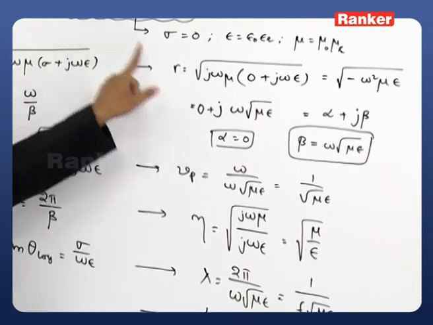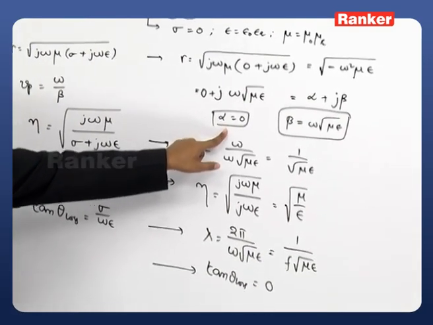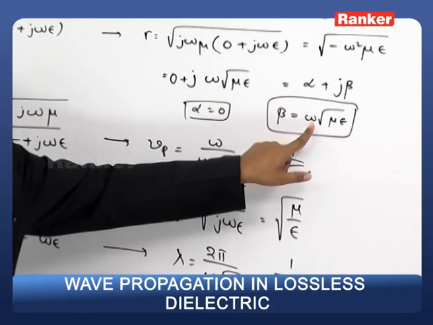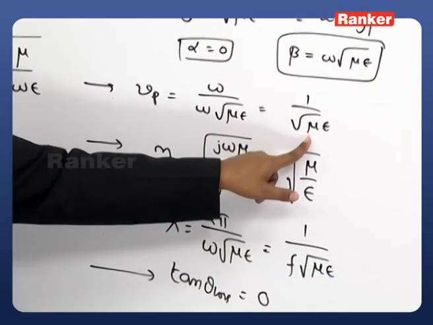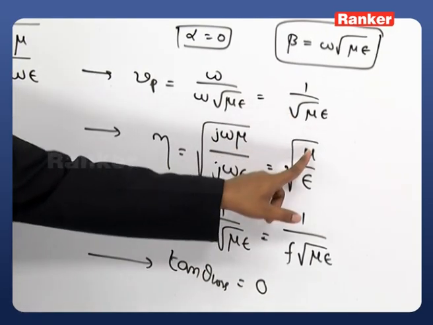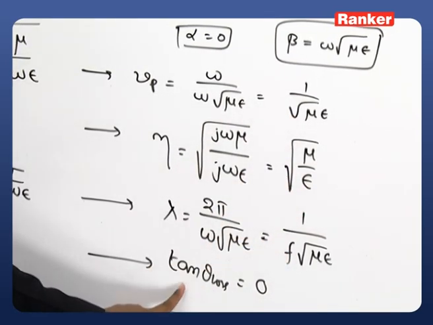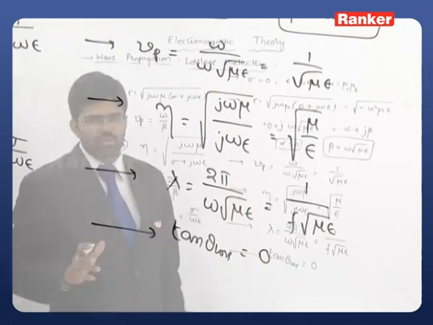For the lossless dielectric medium, attenuation factor is 0. We may have some phase constant. Phase velocity is equal to 1 by under root mu epsilon. Eta is equal to under root mu by epsilon. And loss is simply 0.